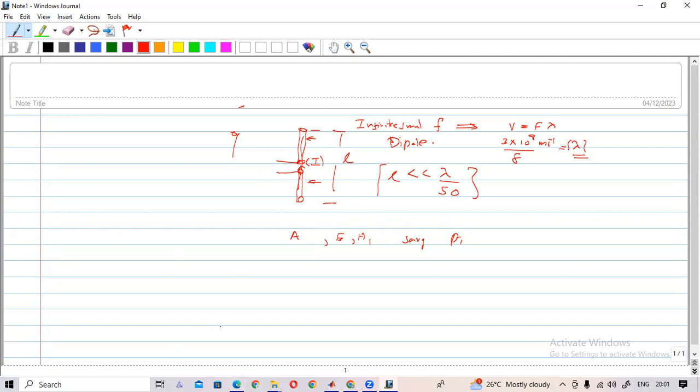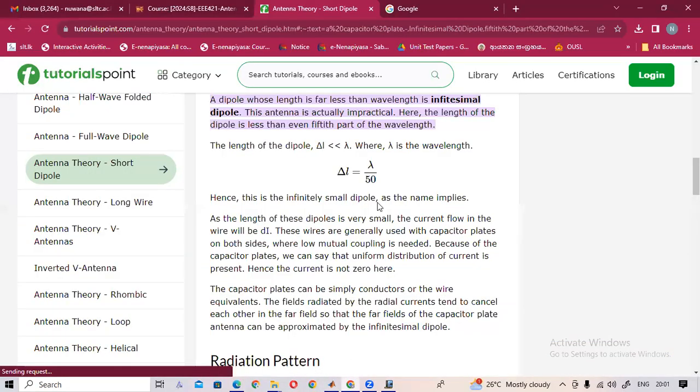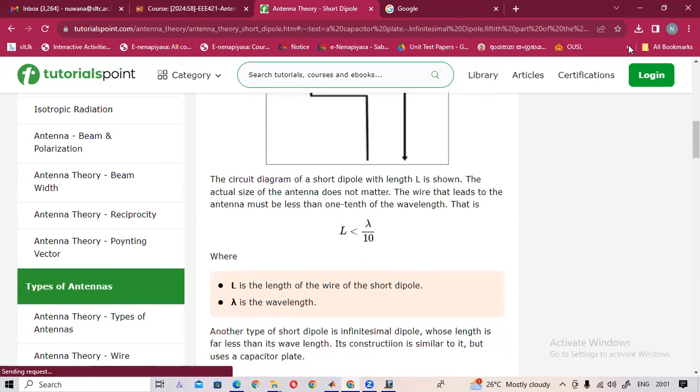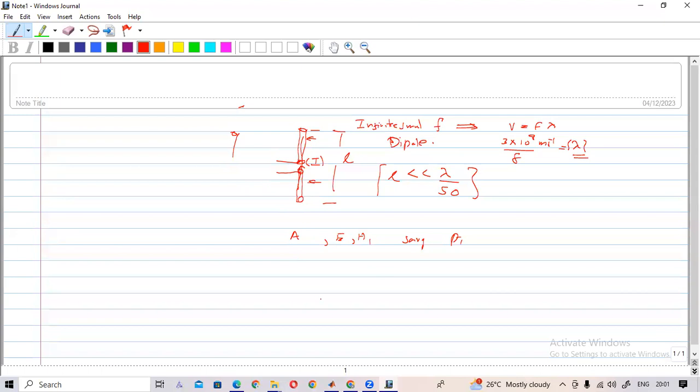And small dipole means a short dipole. That means the antenna length is less than lambda by 10 and greater than lambda by 50. If a dipole is designed with this length range, greater than lambda over 50 and less than lambda over 10, we call it a small dipole. This dipole is somewhat bigger than the previous one.